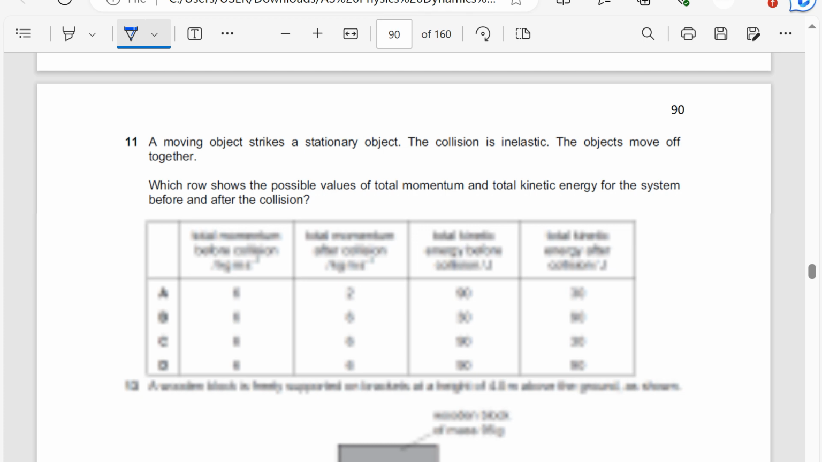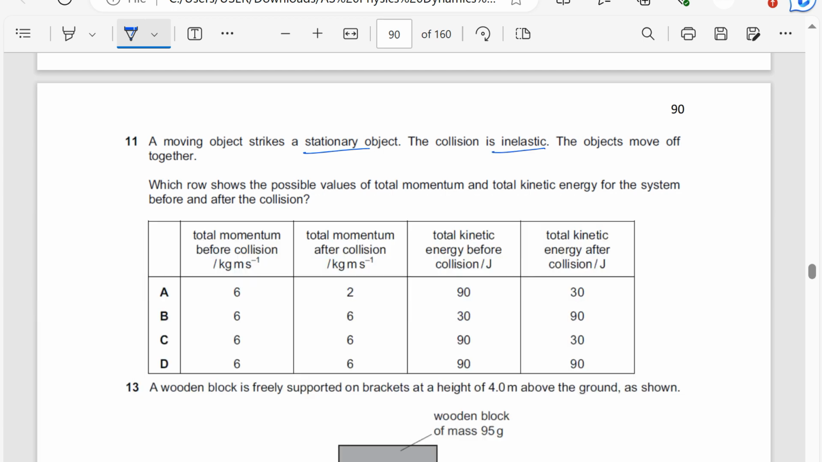The moving object strikes a stationary object. So this one has 0 initial velocity. The collision is inelastic. That means momentum is conserved but not kinetic energy. The objects move off together, so they have the same common velocity after collision. Which row shows the possible values of total momentum and total kinetic energy for the system before and after collision?